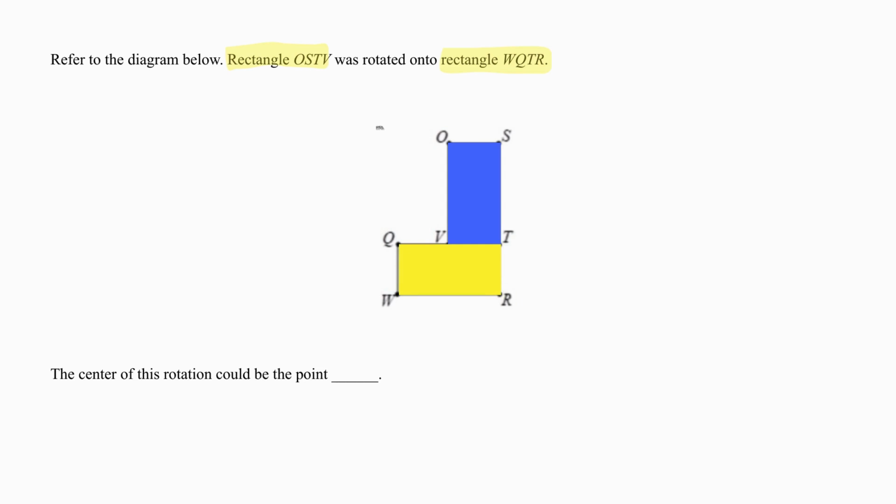Now, the easiest way to find the center of rotation, or the anchor point, is to look for a point that didn't move at all. Let's have a look at the names of our rectangles, OSTV and WQTR. Do you see a letter that appears in both? It's the letter T. In the diagram, notice that point T is a corner for both the standing rectangle and the lying down rectangle. Because point T stayed in the exact same spot while the rest of the shape rotated around it, T must be the center.